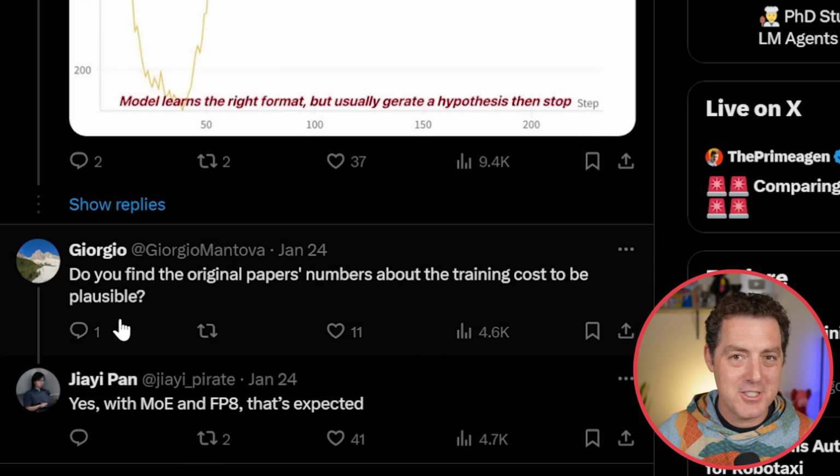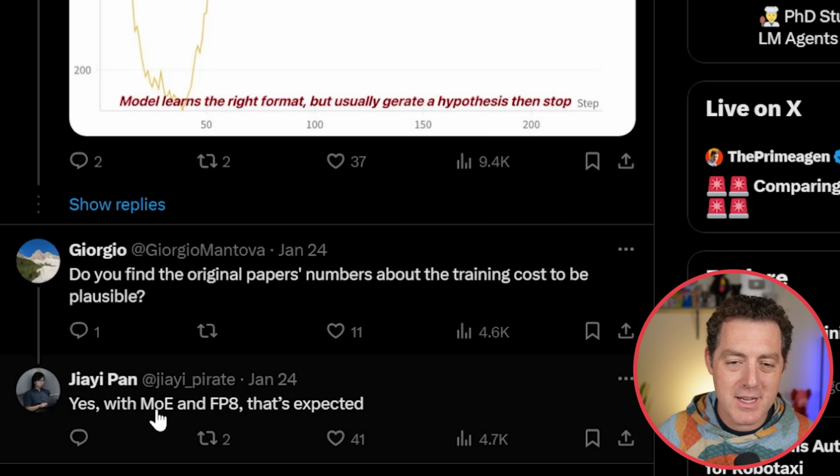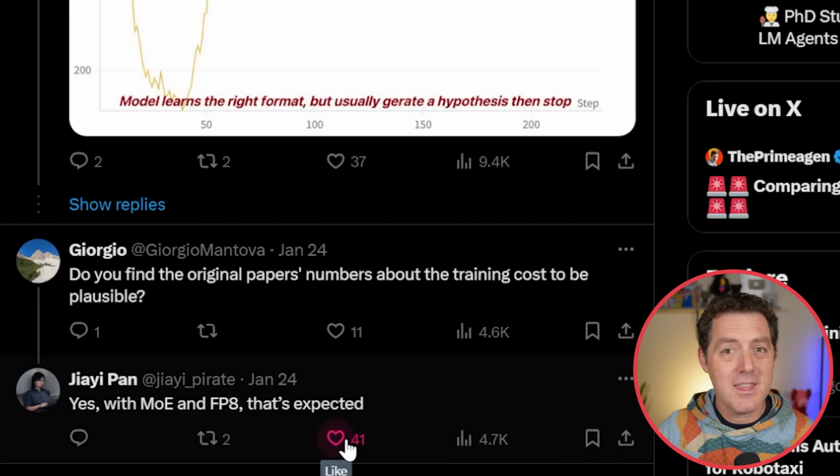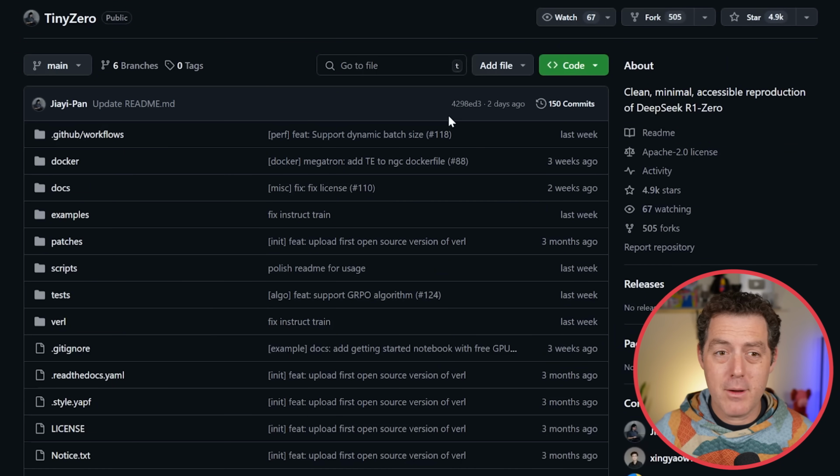Now, here's an interesting question. Do you find the original paper's numbers about the training cost to be plausible? Yes, with mixture of experts and FP8, floating point 8, that's expected. And that's exactly what Dario, CEO of Anthropic, just said in his paper. So if you want to play around with this, he open sourced everything. It's called TinyZero. I'll drop a link to the GitHub down below. The dataset, the Weights and Biases run, everything is available.